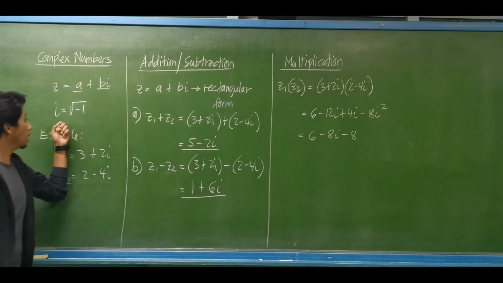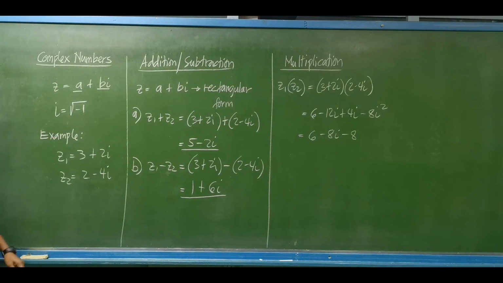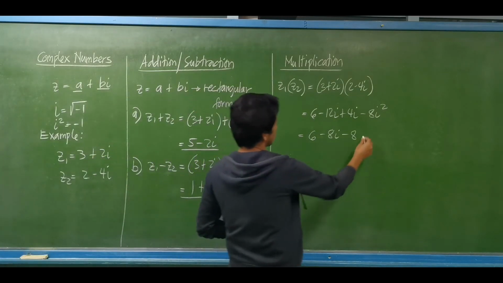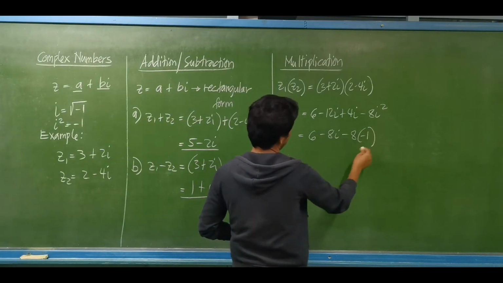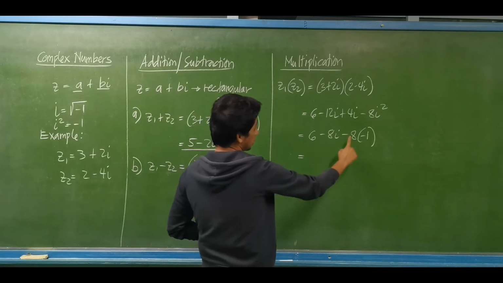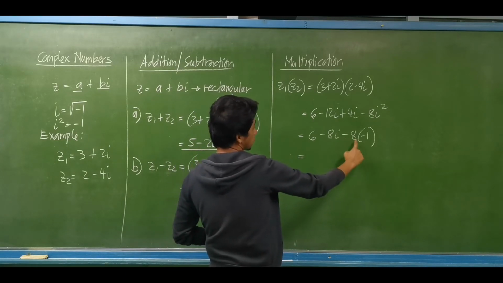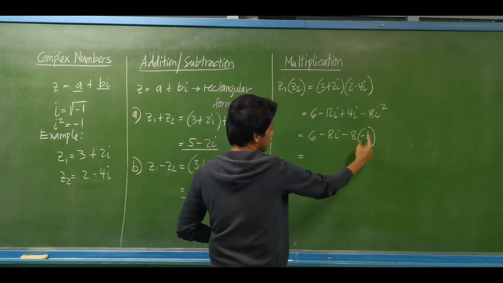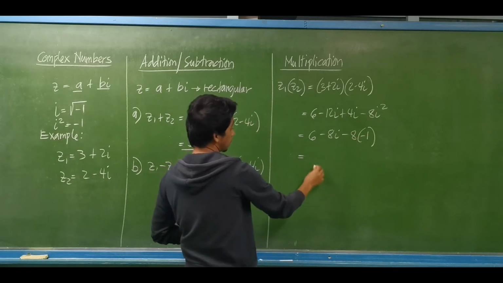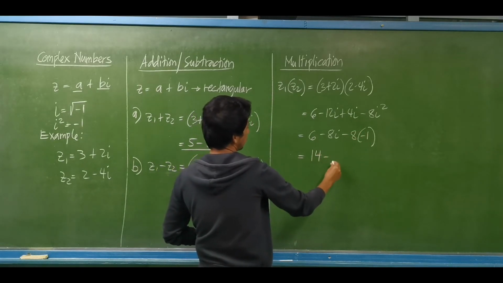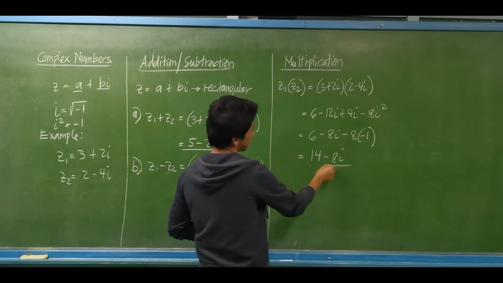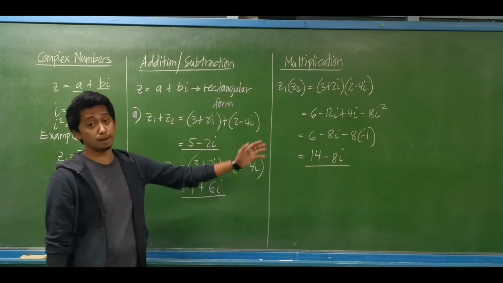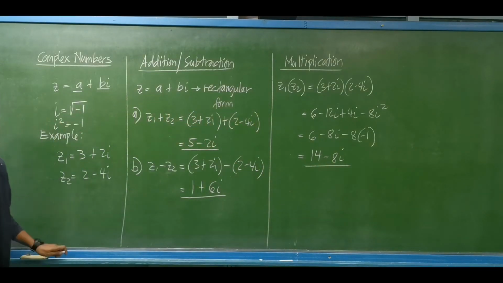Then we may simplify. This is now equal to 6 minus 8i plus 4i... and what is i squared? Again, if we have i is equal to the square root of negative 1, then i squared is simply equal to negative 1. So this is multiplied by negative 1. We'll be having the product: 6 minus 8 times negative 1, that is the same as positive 8 plus 6. This is now 14 minus 8i. This will be the product of z1 and z2.